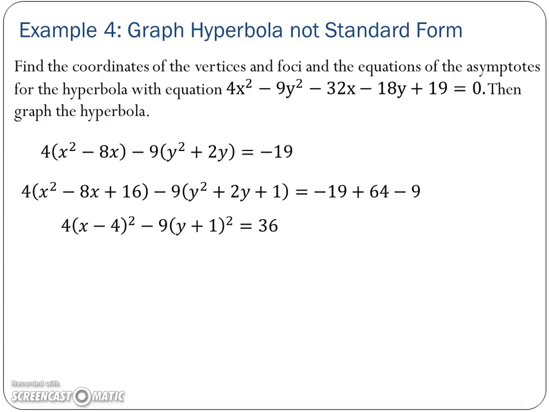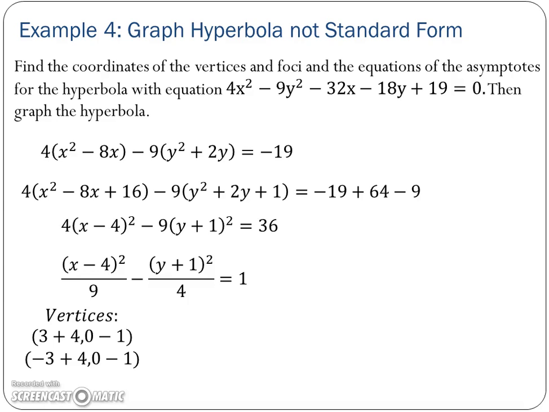And then we divide by 36 to get it equal to 1. 4 over 36 becomes 1/9. 9 over 36 becomes 1/4. So we get our equation as the quantity x minus 4 squared over 9 minus the quantity y plus 1 squared over 4 equal to 1. Here we know our center is (4, negative 1). Our a is 3, so 3 plus 4 and negative 3 plus 4, and our b is 2. So our vertices are (7, negative 1) and (1, negative 1).